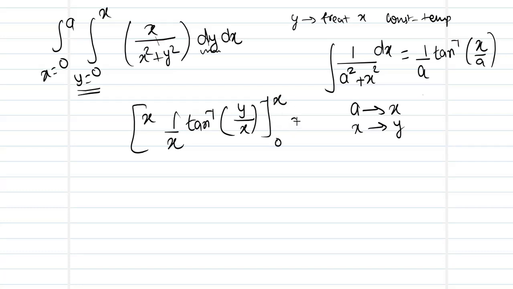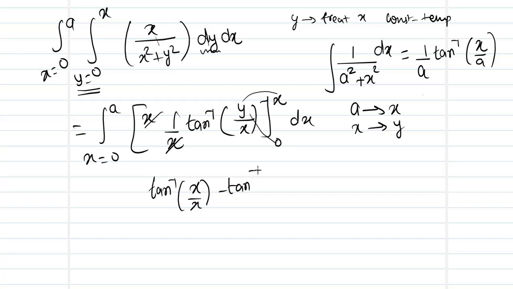Now we have to apply the limit, and we still have x between 0 to a to be evaluated. Now applying the upper limit minus lower limit, this x can be very well cancelled off. So we have tan inverse of, now we have integrated with respect to y, so y takes the upper limit minus the lower limit. So y will be replaced by x, that is tan inverse of x by x minus tan inverse of 0, to be integrated between 0 to a, finally with respect to dx.